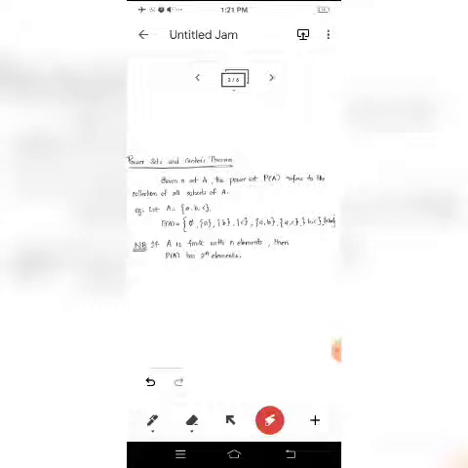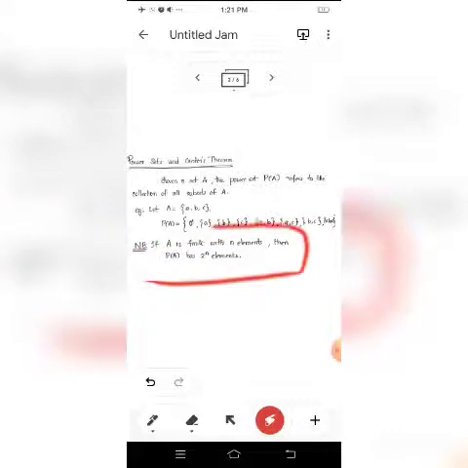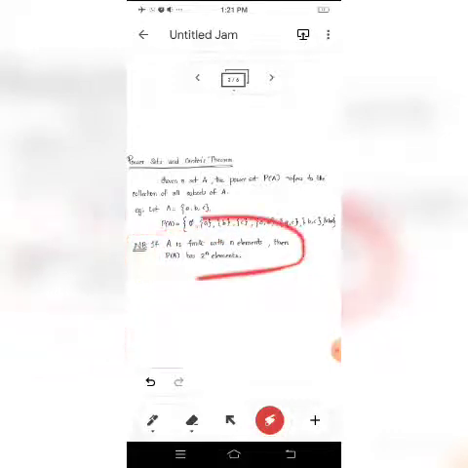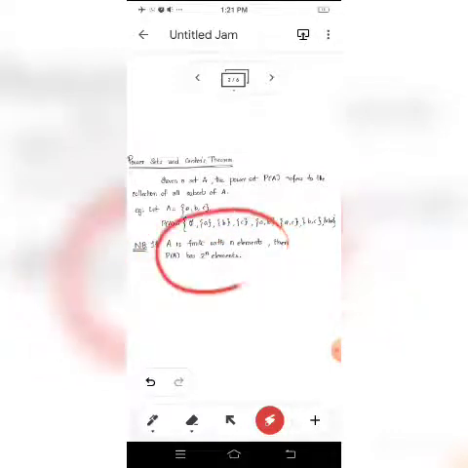Here A has three elements, so the number of elements in the power set must be 2 raised to 3, which equals 8 elements. Here the null set is one, then the others make 2, 3, 4, 5, 6, 7 and 8. So if A is a finite set with n elements, then P of A has 2 raised to n elements.